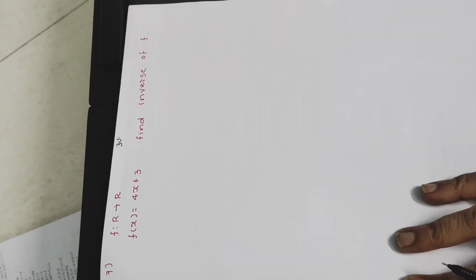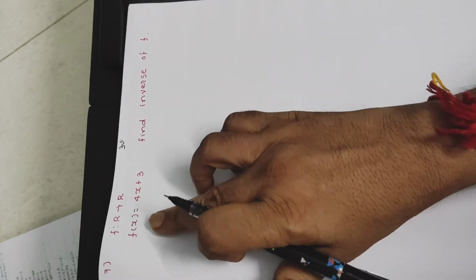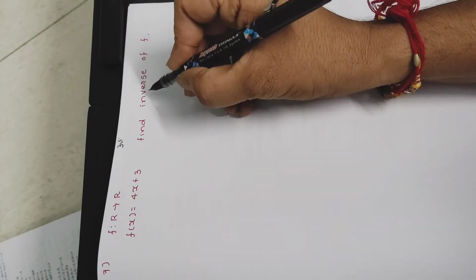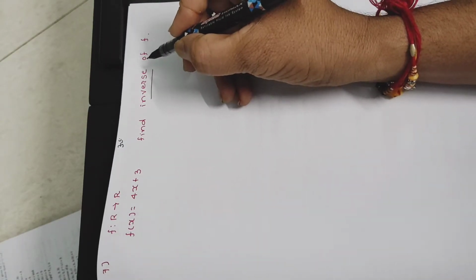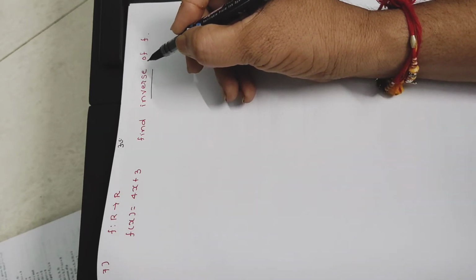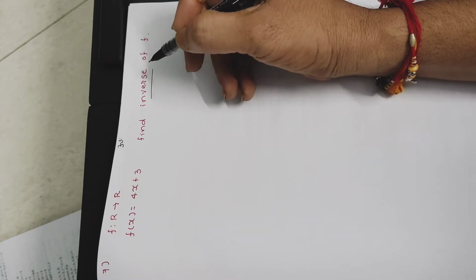Today again we are going to start our exercise number 1.3, chapter number 1. In that, 7th example is there. So first f(x) is given and I have to find out the inverse. To find out the inverse, first I have to prove that it is 1-1 and onto. Then I am going to find out the inverse.